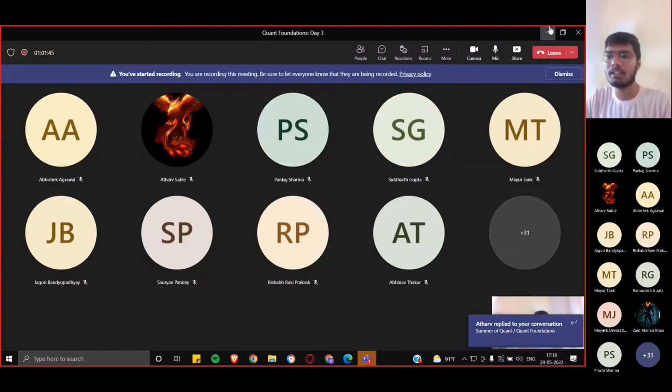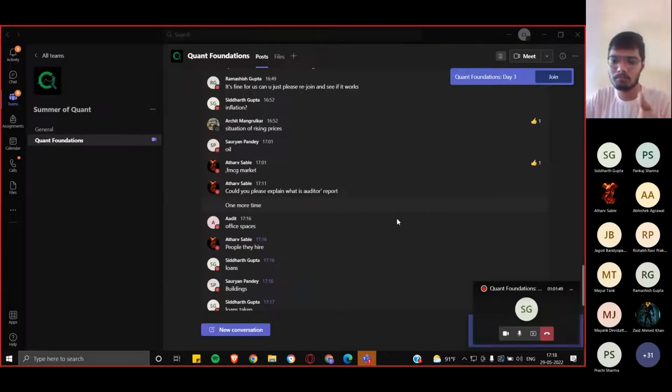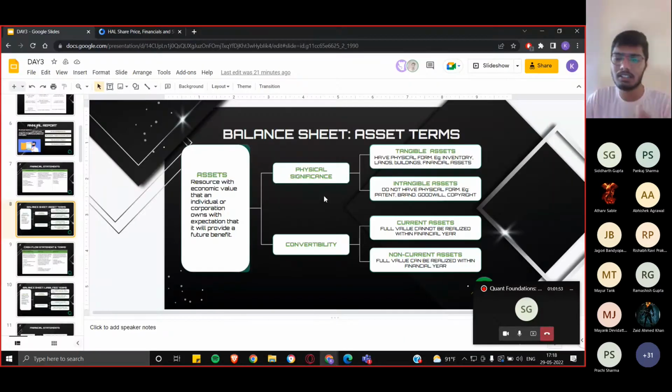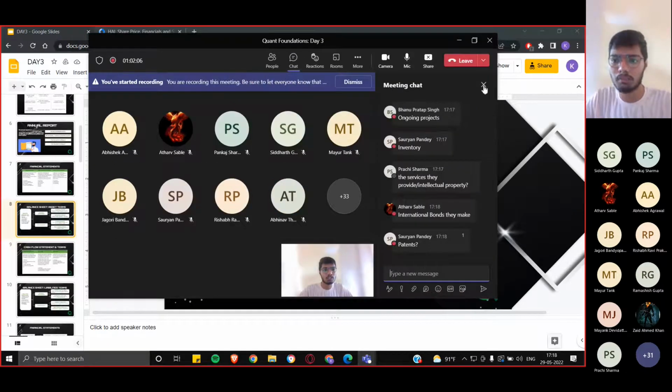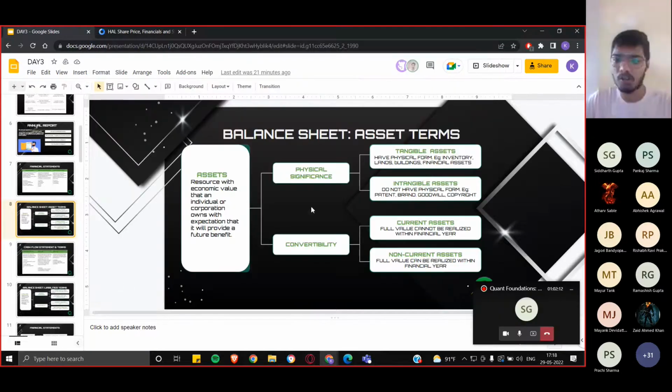International bonds they make, yeah, that also comes into investment in assets. As we invest our money in different securities, companies also invest their money in different securities, so that's also their assets because they're going to make profit from them too. Patents, yeah, patents, right. Patents are intangible assets, we'll talk about them. Wait, okay, let's move forward.